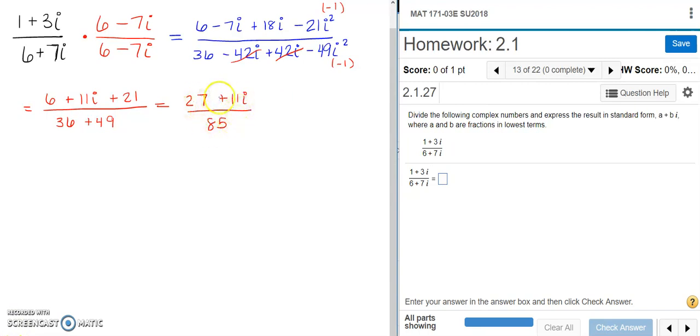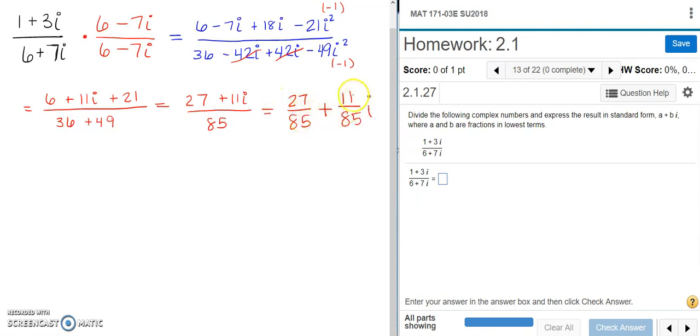Okay, so the last thing we need to do is write this in standard form. Do you guys see this? This is where if you ignore what my math lab says in the directions, you're going to get it wrong and you're going to get frustrated. It says express the result in standard form a plus bi, which means we need to write it as 27/85 plus 11/85 i. Okay, do you see that?